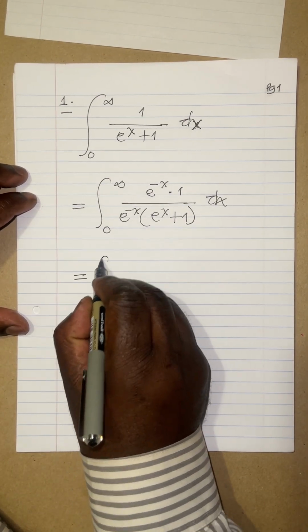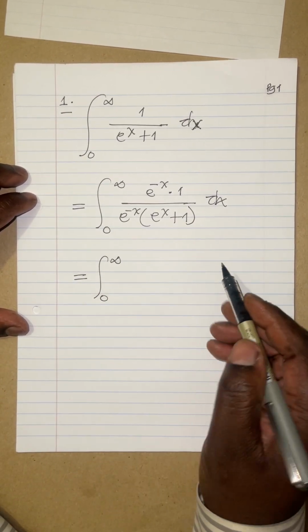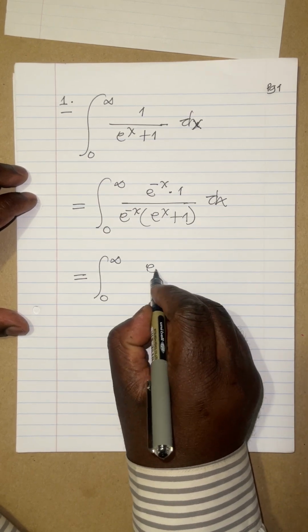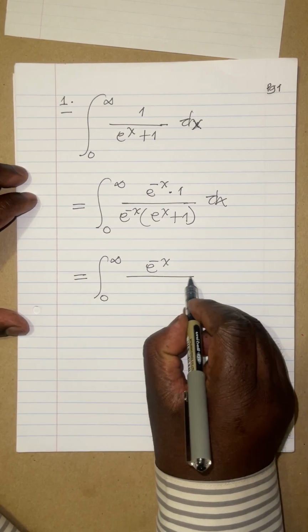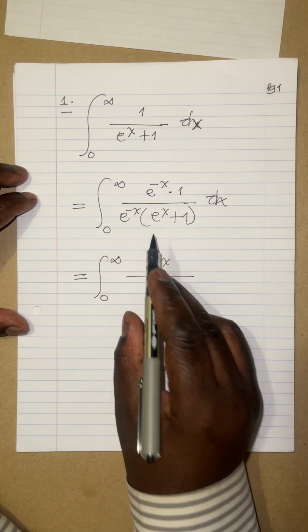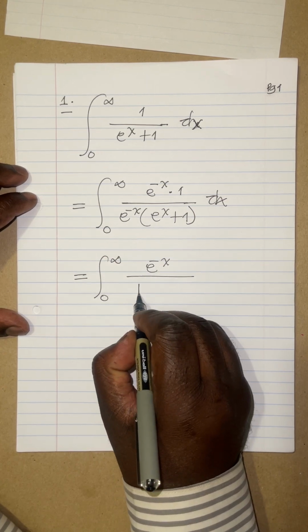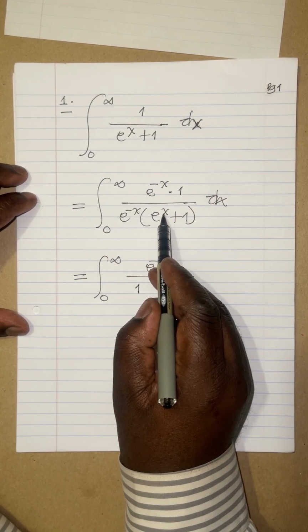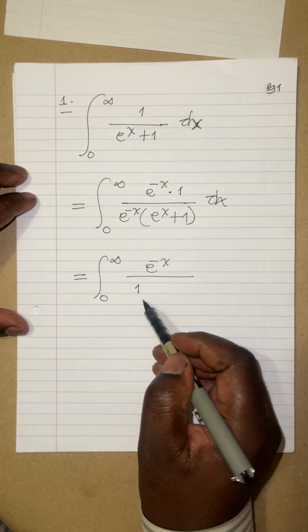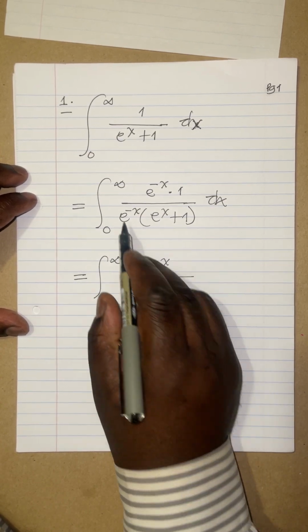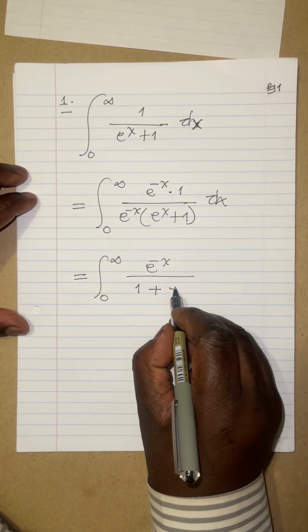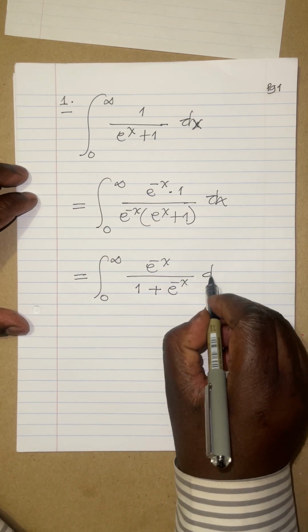So this is the same as the integral from 0 up to positive infinity. In the numerator, we have e to the power minus x. In the denominator, e to the power minus x times e to the power x. If you notice, the answer is 1 because you're going to have minus x plus x, which is 0, and e to the power 0 is actually 1, plus e to the power minus x times 1 is e to the power minus x dx.